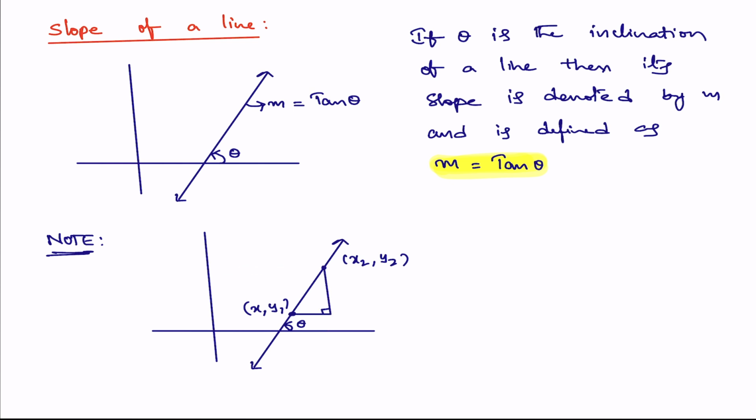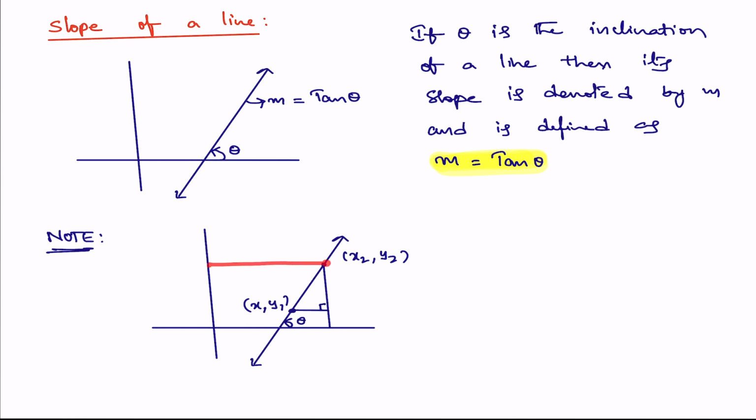Now you observe a few things here. I have drawn a right angle triangle. I'll draw one line which is parallel to the y-axis, and here I'll draw another line parallel to the y-axis. Then this angle is 90 degrees. This length is x2 minus x1. And this length is y2 minus y1.